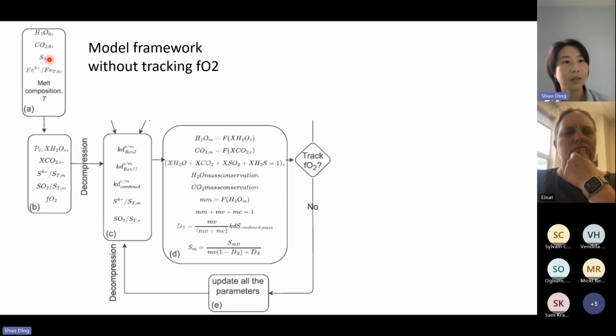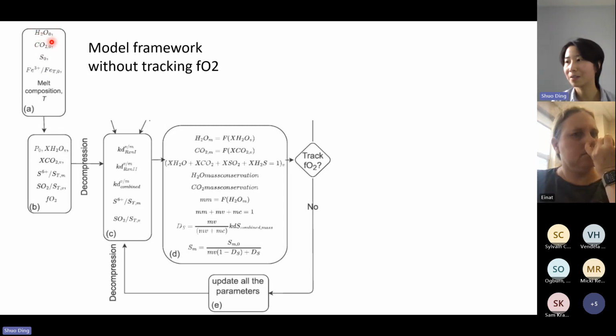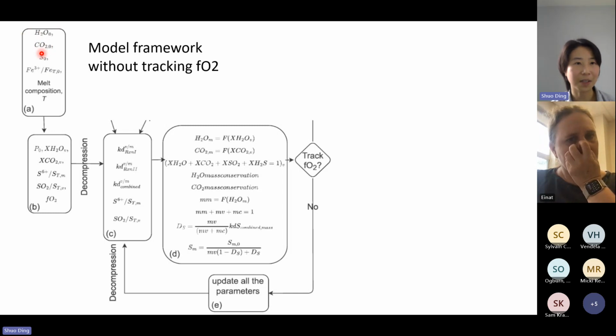Another thing you can see is that pressure is not one of the inputs. That is because SolveX assumes the magma starts decompression when it is already fluid saturated. So the way SolveX determines the initial pressure is to use your initial water and CO2: you always start where your magma, with this initial water and CO2, becomes vapor saturated. That's how SolveX determines the initial pressure, and that's why the next step calculates the initial conditions, the initial pressure and the initial vapor phase.